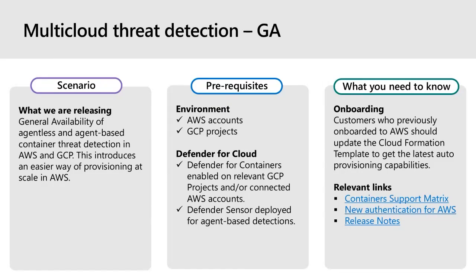So here we see multi-cloud threat protection, which is generally available now. Here we released the support for AWS and GCP. Under AWS, we cover protection for AWS EKS clusters as well as ECR repositories. And under GCP, we cover the protection for Google Cloud GKE clusters, artifact repositories and other Google repositories as well.